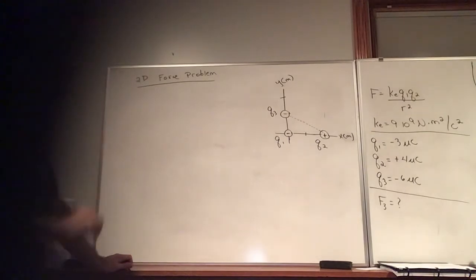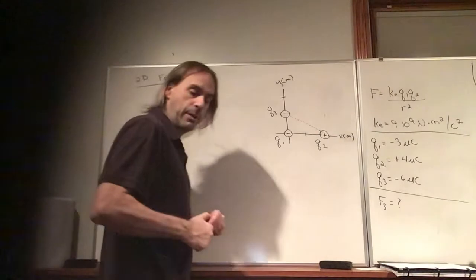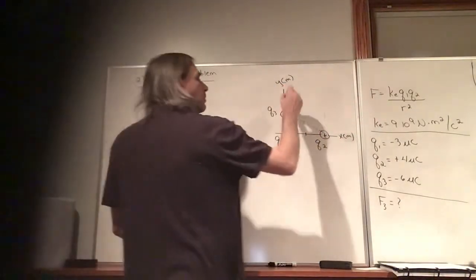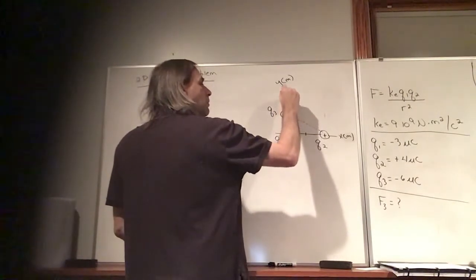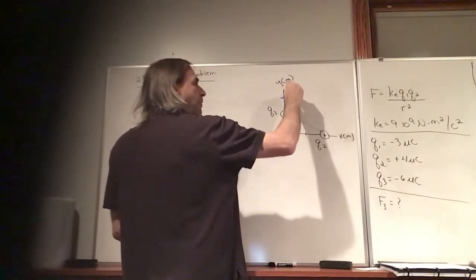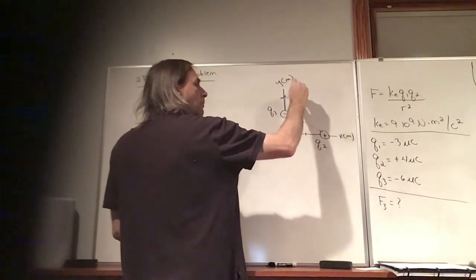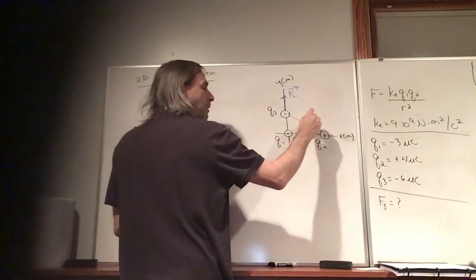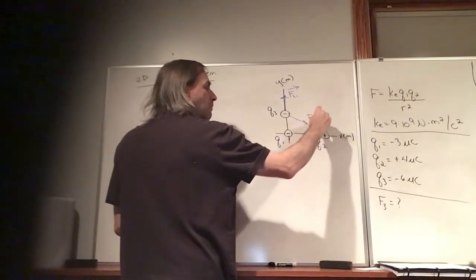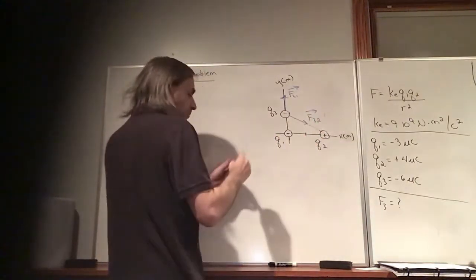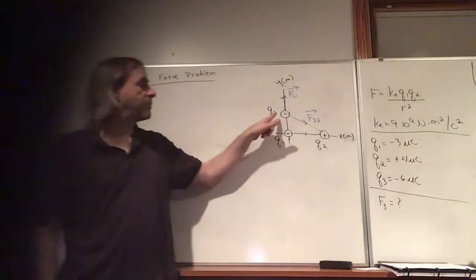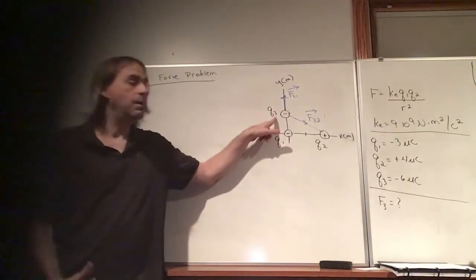And we want the force on charge 3. So, I'm going to use a different color. I'm going to call this F31. And this is F32. Okay, so F31. Again, these are both forces on charge 3.